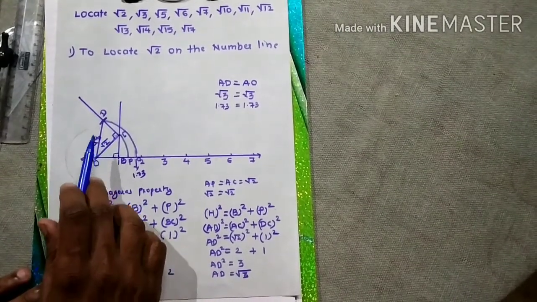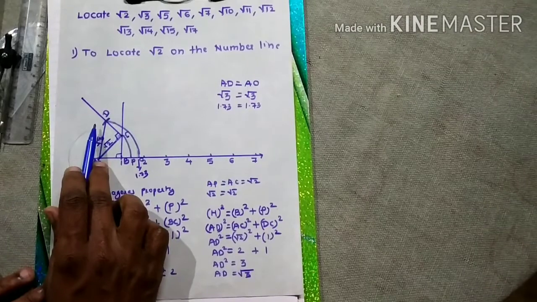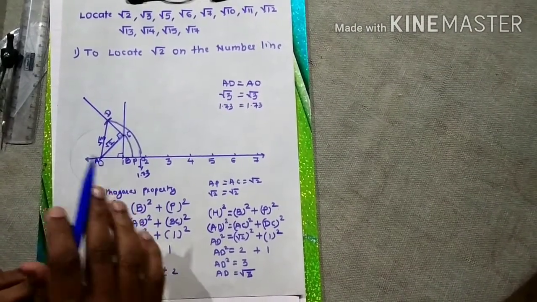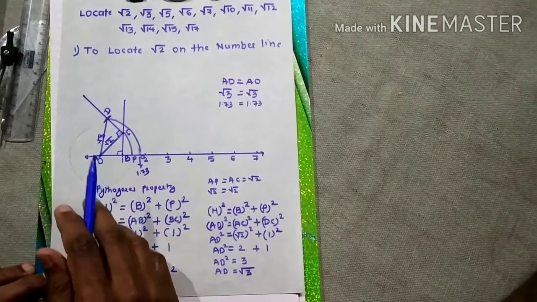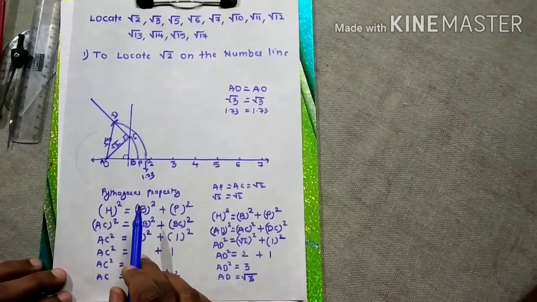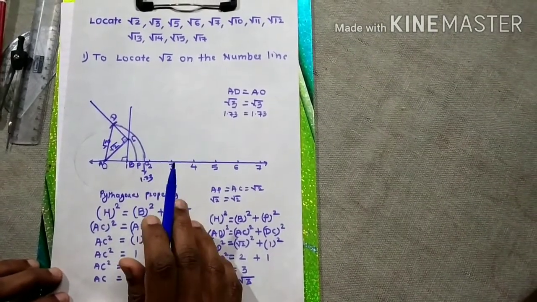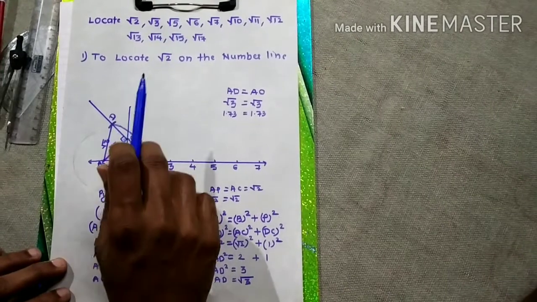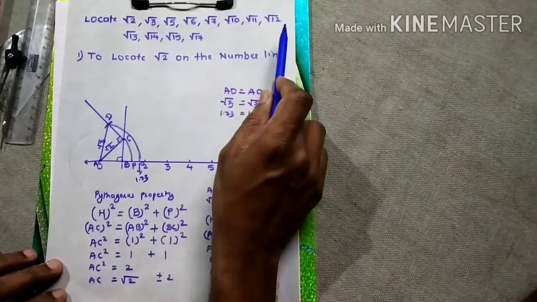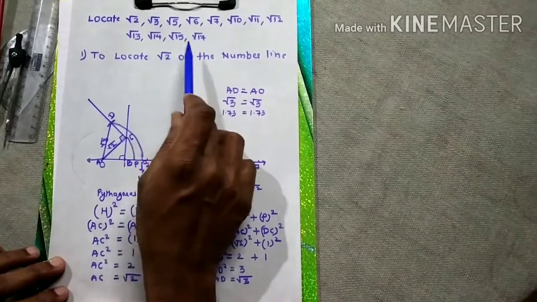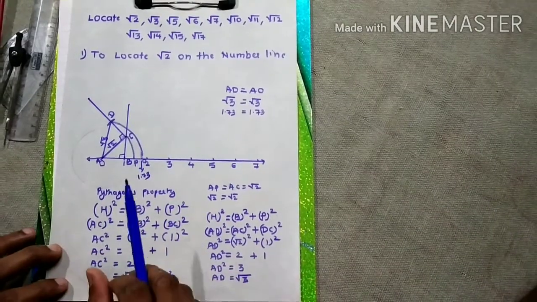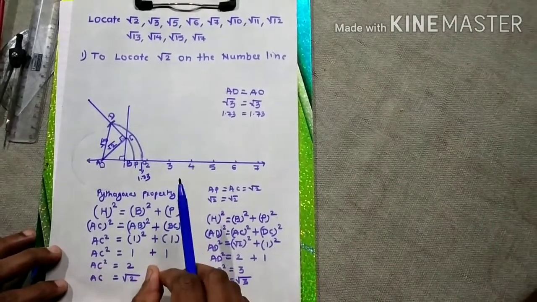Similarly, we can construct by taking a perpendicular here and drawing a hypotenuse. We can locate all these roots. In the next class, I will draw root 5, root 6, root 7, root 10, root 11, root 12, root 13, root 14, root 15, root 17. By using small tricks, you can easily draw.